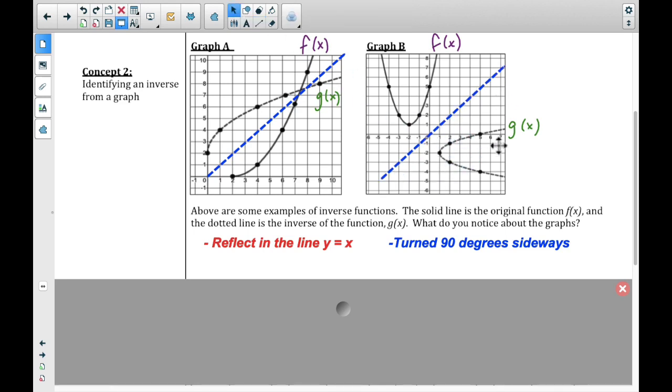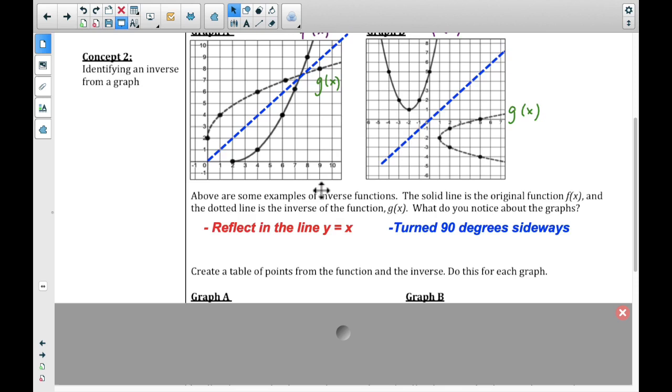Okay, that's a little bit closer. But this line and this line both are the line y equals x. So there is a reflection in that line. Again, this line is probably not perfect, but it's pretty close. I fixed it a little bit so it goes more through the center. Okay, so that's something we should notice about inverses: they are reflections in the line y equals x, and they're turned 90 degrees sideways. There are some other characteristics, but those are two that are pretty easily visible. You might have come up with a different one, and that's totally fine. We will continue to talk about some of these.